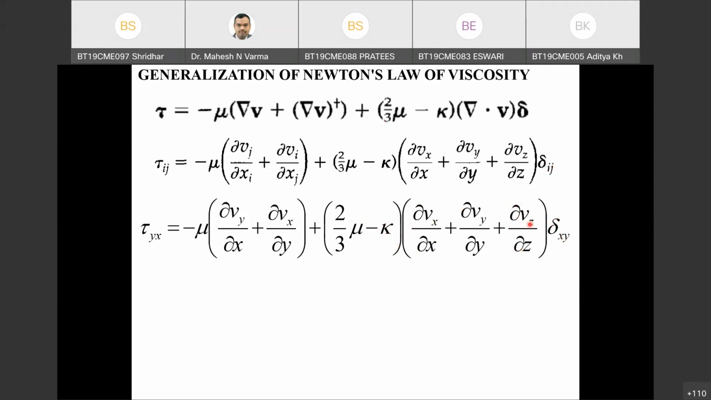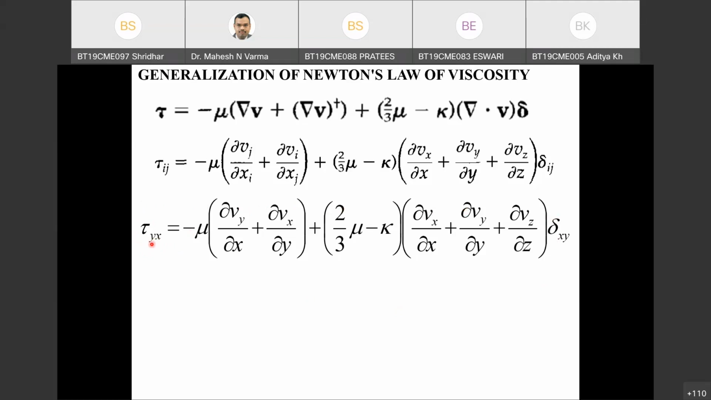For incompressible fluid, the divergence of velocity will be equal to 0. For incompressible fluid, the x velocity will not change in the x direction, the y velocity will not change in the y direction, and the z velocity will not change in the z direction. If you remember our first equation, I have only Vx velocity and it is varying only in the y direction. So this will be 0. Now this is the generalized Newton's law of viscosity, which gives me x momentum flowing in the y direction.